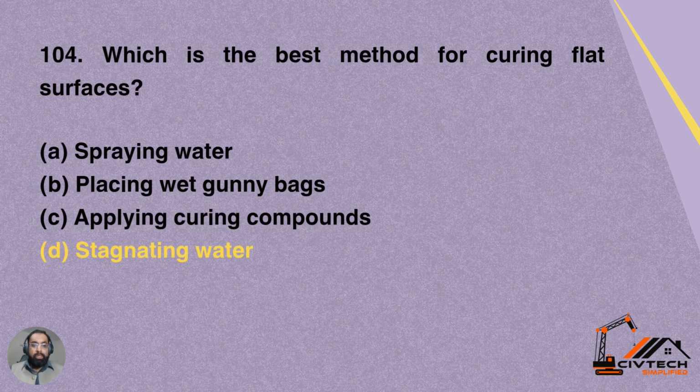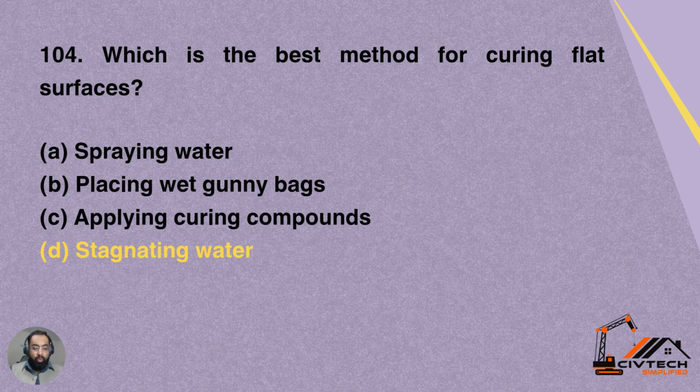Question number 104. Which is the best method for curing flat surfaces? Option A, spraying water. Option B, placing wet gunny bags. Option C, applying curing compounds. Option D, stagnating water.